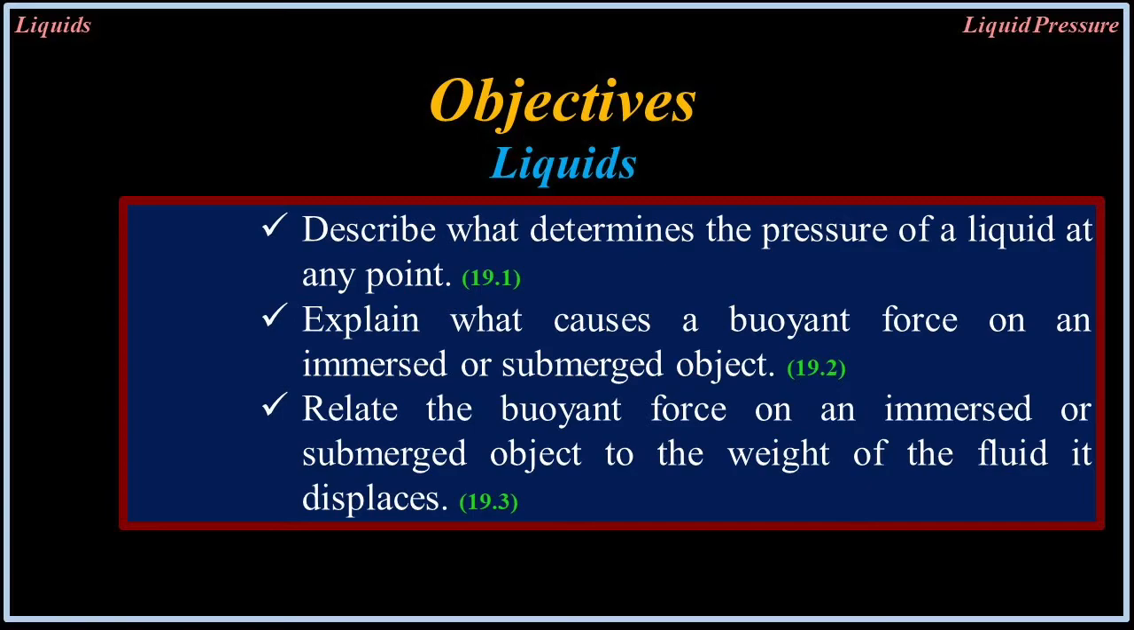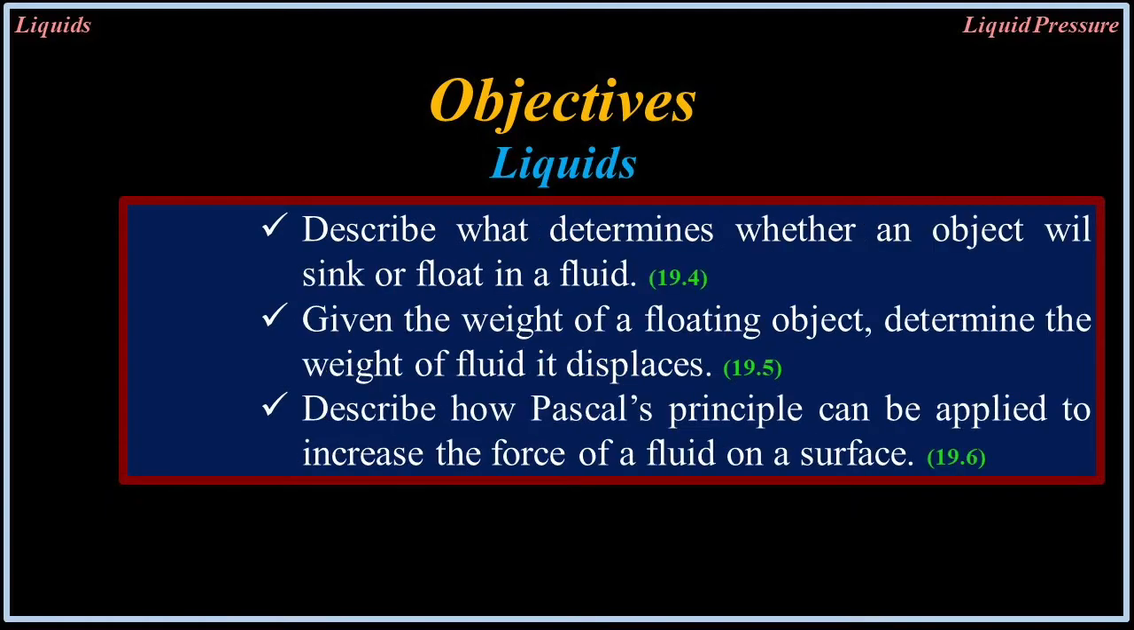Explain what causes a buoyant force on an immersed or submerged object. Relate the buoyant force of an immersed or submerged object to the weight of the fluid it displaces. Describe what determines whether an object will sink or float in a fluid.